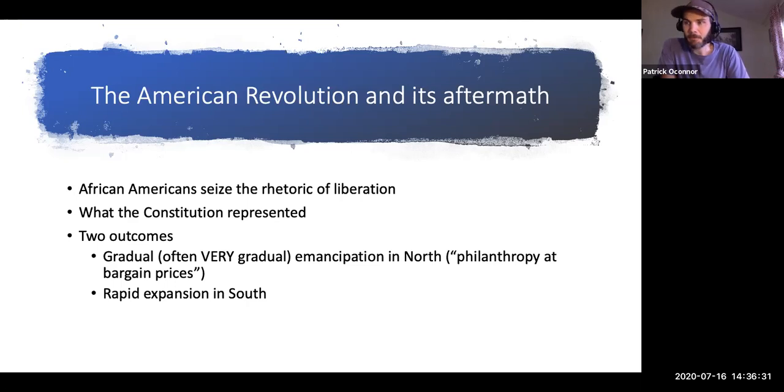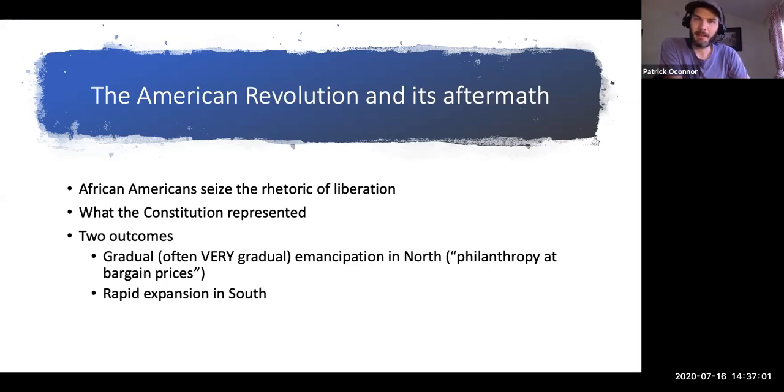For one, the Revolution brought with it what some historians have called a contagion of liberty. What they mean by that was that political leaders' embrace of ideas of liberation, of revolution, of freedom against tyranny, spread through American society in ways that those original speakers or writers had not intended.